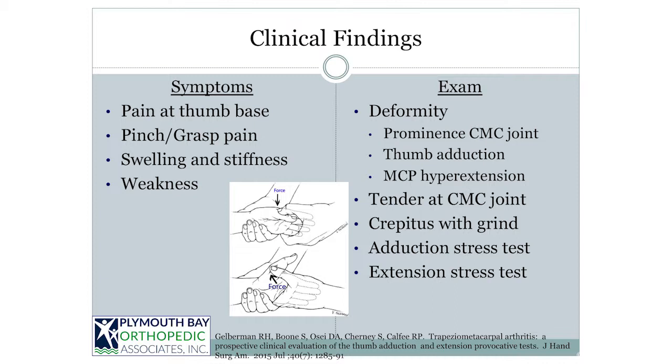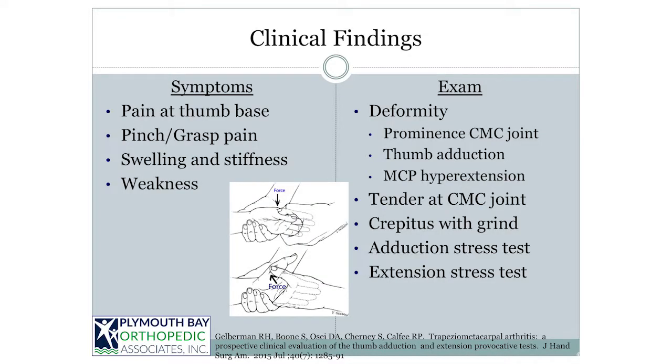But I would say the most common thing is people have problems opening jars, opening up water bottles, things like that. Swelling or stiffness in the area, as well as weakness. And I think of the weakness as mostly being due to the pain more than anything else. On exam, the deformity that's there is usually prominence in that area from that joint swelling.